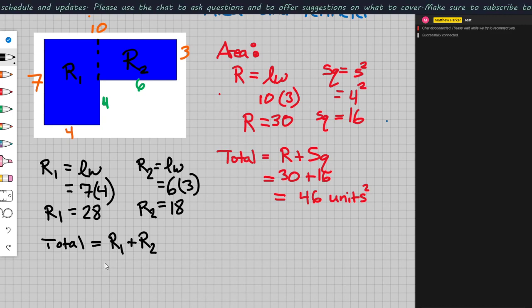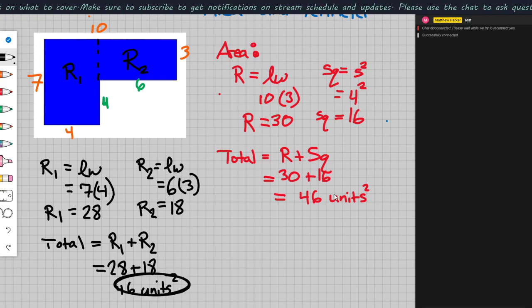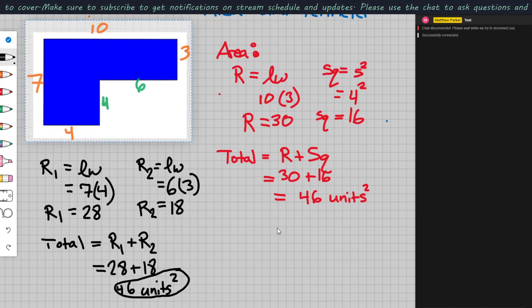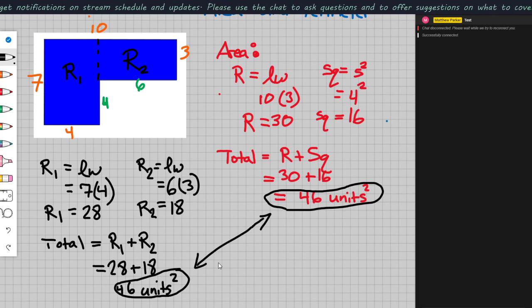Just going to add this up. So 20 and 8 is 28, and 18. So 10 and 20 gives us 30. 8 and 8 is 16. So 30 plus 16 is still going to give us 46 units squared. Notice, same.